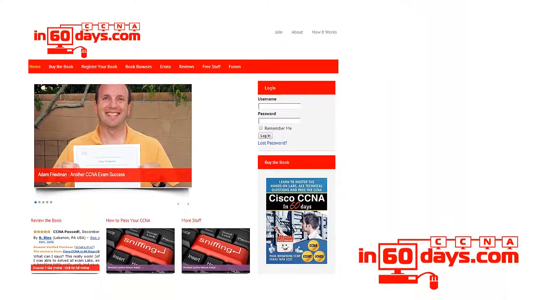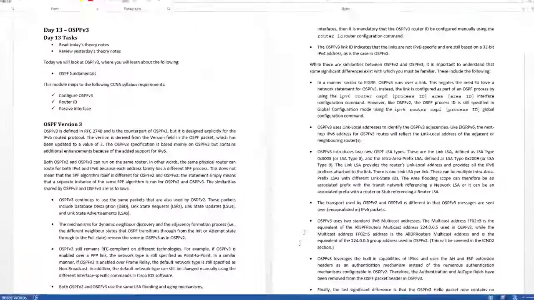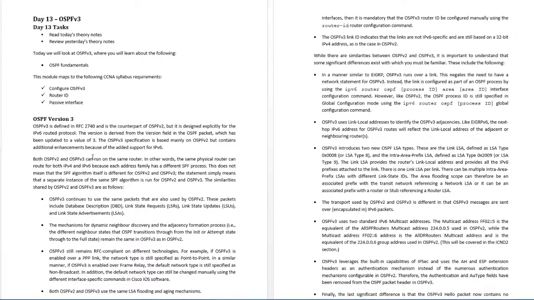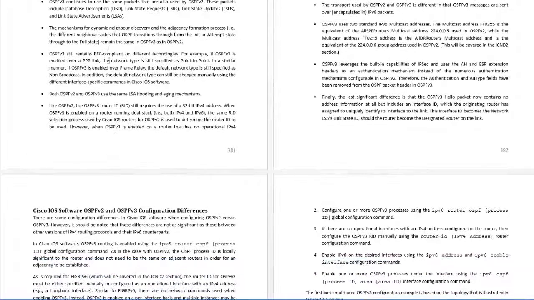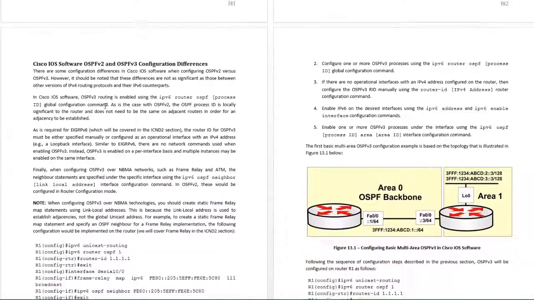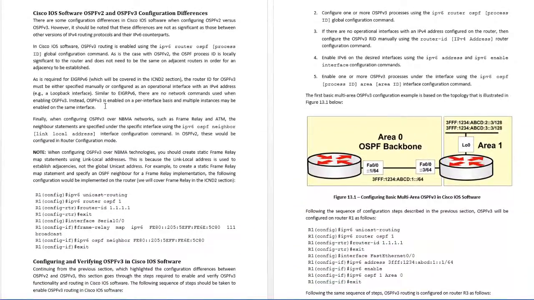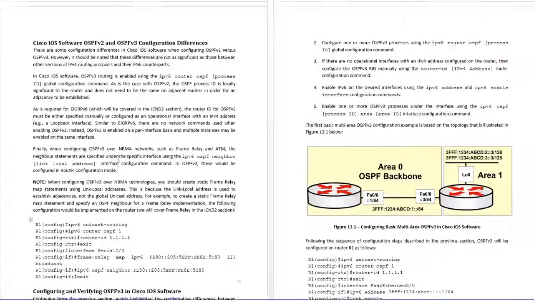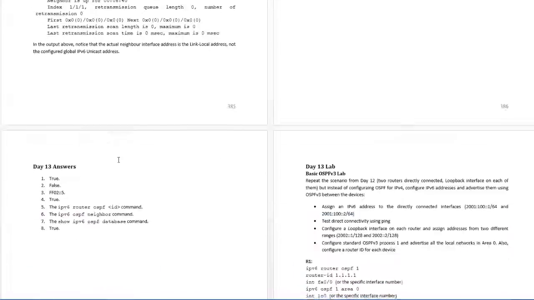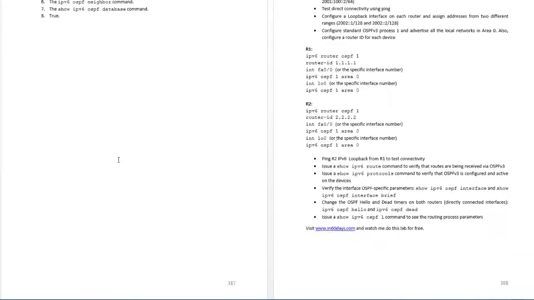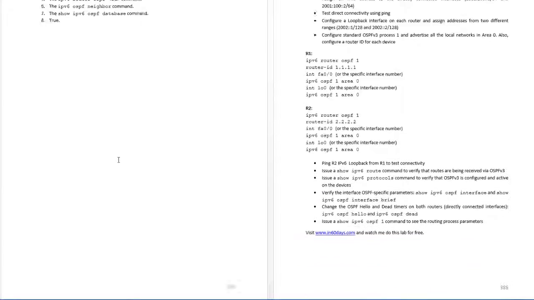So we'll have a quick look at the study guide. The same sort of subjects as yesterday, OSPF, but we're looking at version 3. There are a few differences I've put between version 2 and 3. Configuration commands, configuring and verifying OSPF version 3, and some outputs of the configuration commands. And then some questions and answers, and I've put an OSPF version 3 lab here for you to go through as well.